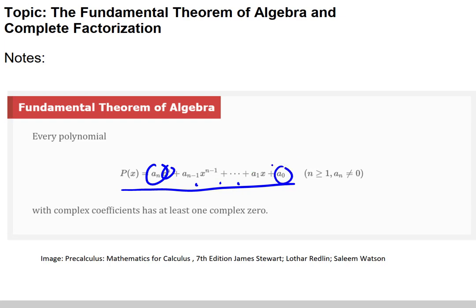Of course, the constant term can be on the end. We're going to assume that n is greater than or equal to 1. Our degree has to be a whole number. And then a sub n, the leading coefficient, is not 0.